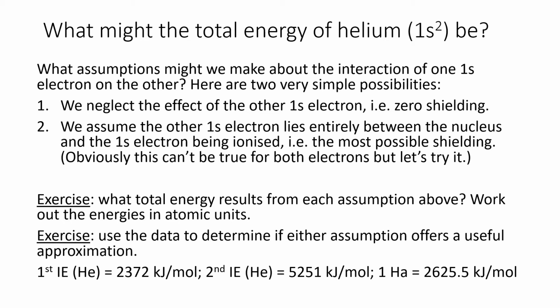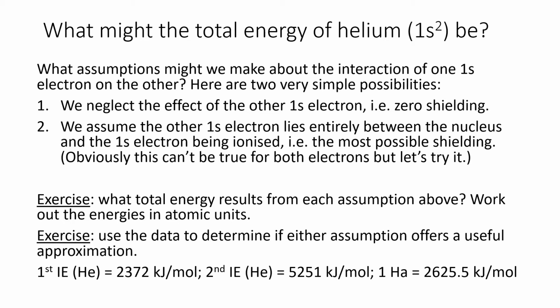And so what really simple approximations might there be? Here are 2 extreme cases. When you're considering one of the 1s electrons, just basically pretending the other one isn't there. That's to say there'd be no shielding of the first electron by the second electron. And on the other extreme, we could assume that the second electron perfectly shields the first electron, so it spends all its time between the first electron and the nucleus. So this is our other extreme. And we're going to be considering the total energy of helium. So obviously it's nonsense that both electrons could perfectly shield the other, but we'll just go with it for the moment, as it's an assumption we're trying out.